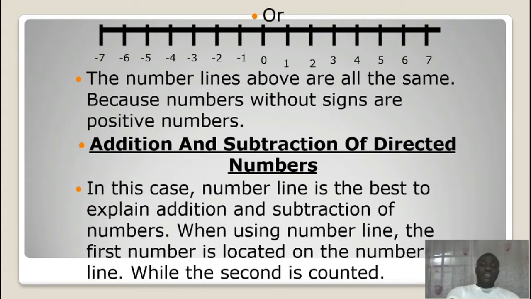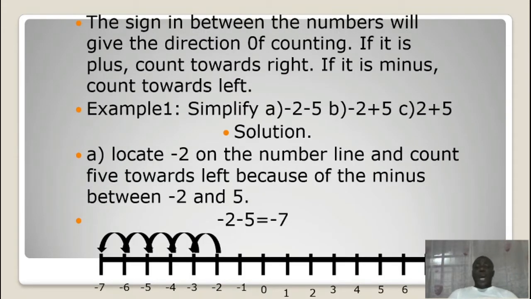But using the number line system, we have the number line, and we also have arrows that aid our counting and show us the direction of counting. Like if we have two numbers, look at this example. We said simplify minus 1 minus 2.